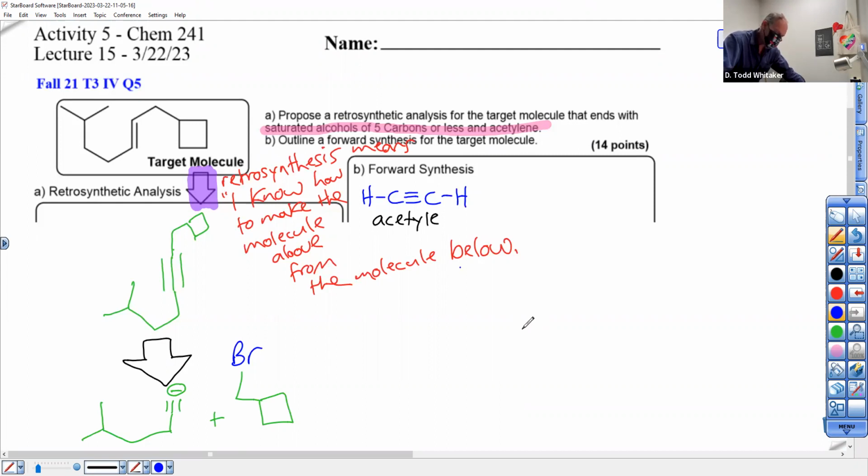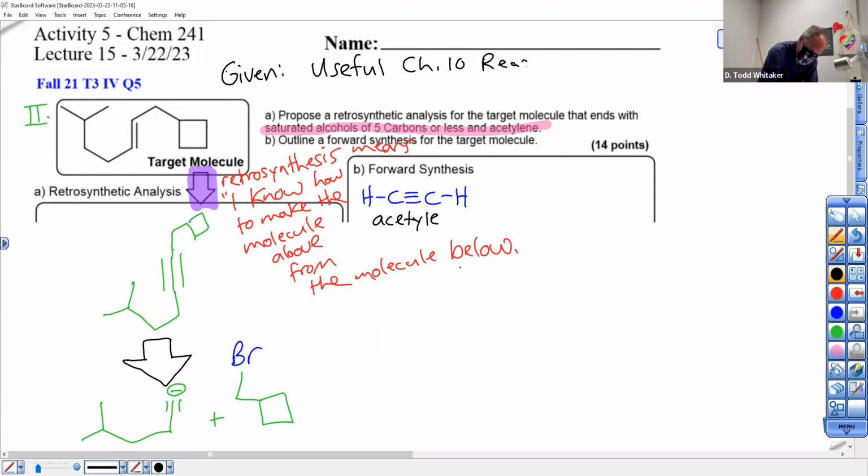At the top of this page, I want to point out that on that test from fall 21, this was the second part. And then there was a first part with the target was an aldehyde or a ketone, which is a simpler synthesis, has less steps. But also at the top of the page, there was a useful reaction that I forgot to copy. You need it. Here. Given. I am putting it here for you. Useful chapter 10 reaction. You haven't studied 10 yet, so that's why I have to give it to you.